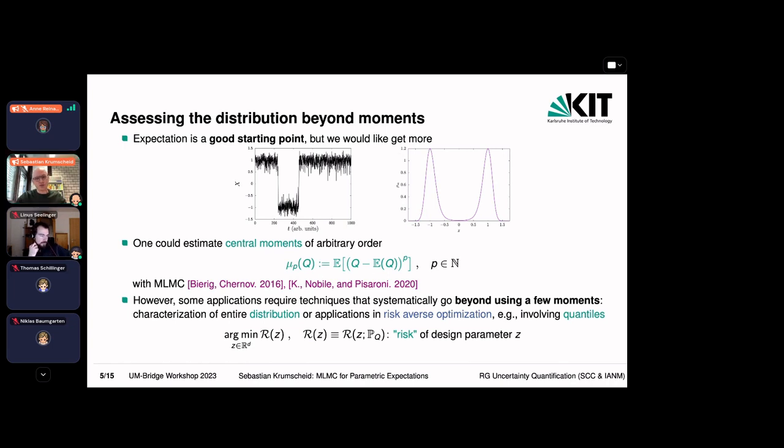Quantiles, or conditional value at risk or value at risk, are objects which receive more attention because they are sometimes related to robustness of a distribution or risk measures. A typical example would be, we want to find a certain design parameter Z that minimizes a certain risk, where the risk is something that depends on the distribution of our random quantity of interest.